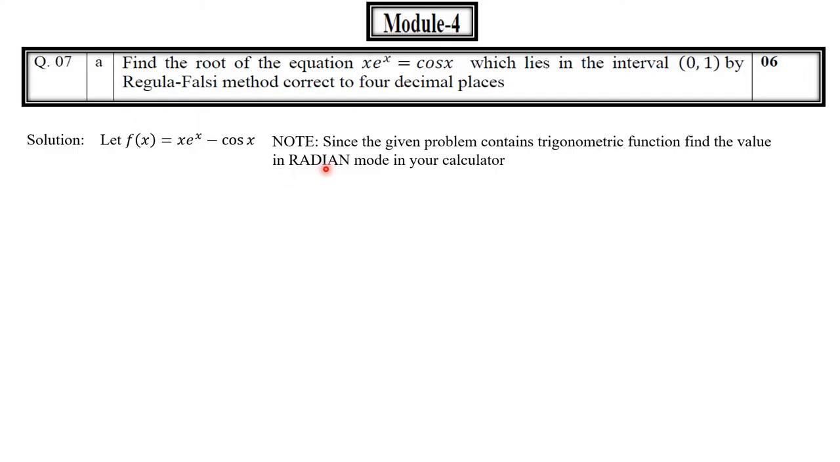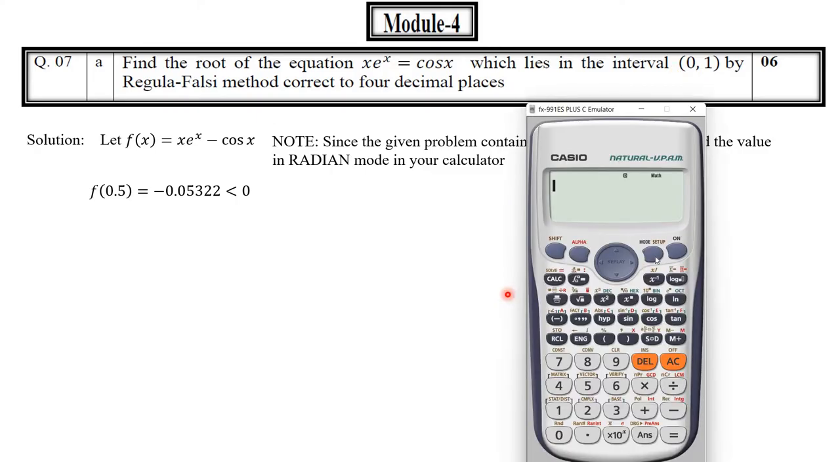Next, the given interval is 0, 1, and as they are asking to solve by regula falsi, we can go by verification of the values of f of 0 and f of 1. There will be a huge difference, so for that reason I will consider an intermediate value between 0 and 1.